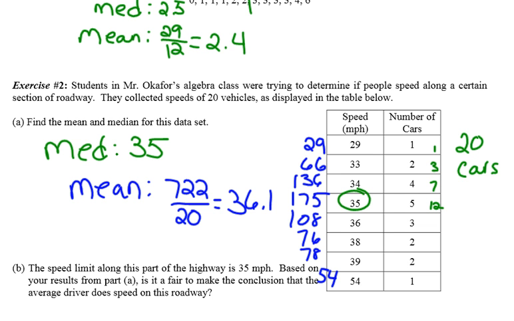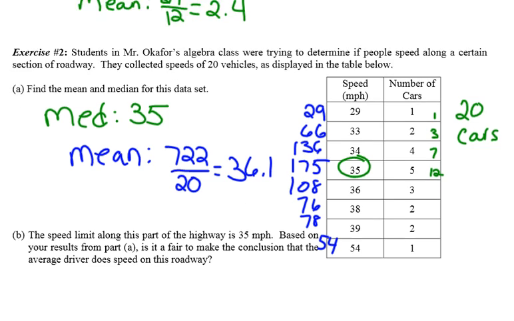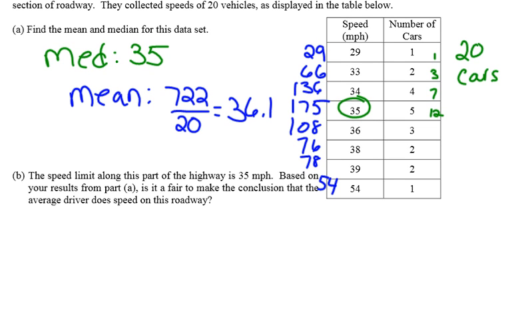So the mean speed of the cars is 36.1, the median, the middle number, is 35. All right, the speed limit along this part of the highway is 35 miles per hour. Based on your results from part A, is it fair to make a conclusion that the average driver does speed on this roadway? I would say no, because it's only 1 mile over.